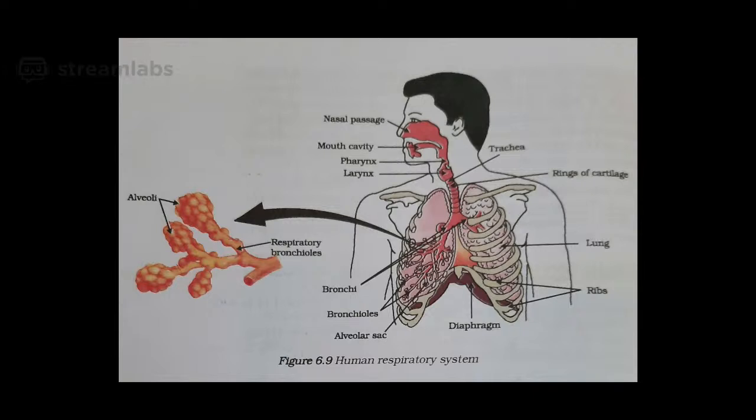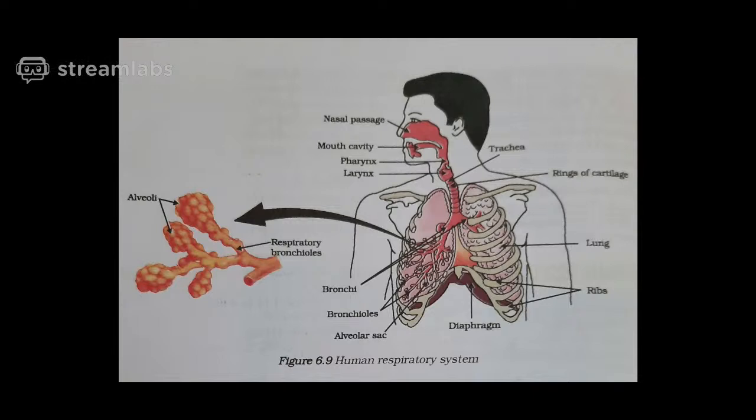Now let me start from the nose. As we breathe air in through the nose, we take in oxygen, which enters the nasal cavity. Before entering the trachea, it has to pass the pharynx and then the larynx, the voice box, where vibration takes place and sound is formed, and then it enters the trachea.